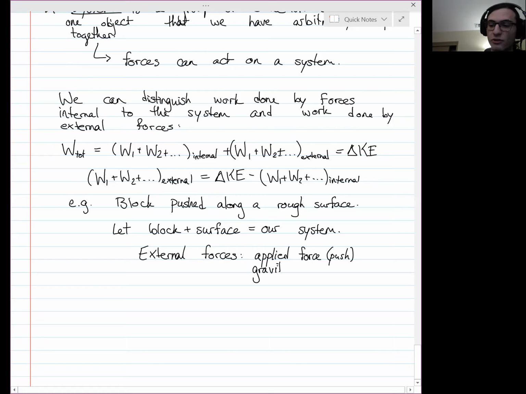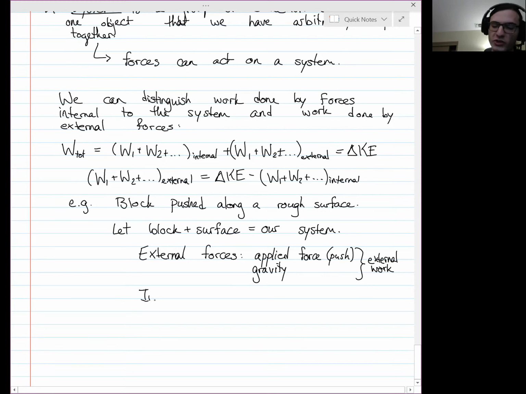Gravity is being sourced from the Earth, and the Earth is not part of our system. So these would both result in external work, possibly. In our case, gravity probably isn't going to do any work because it's not moving downwards.